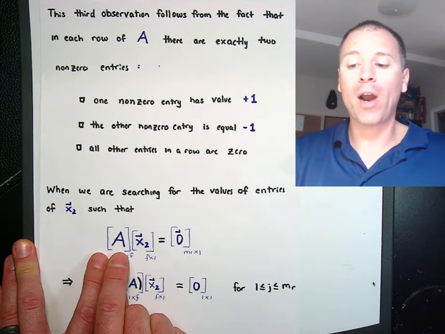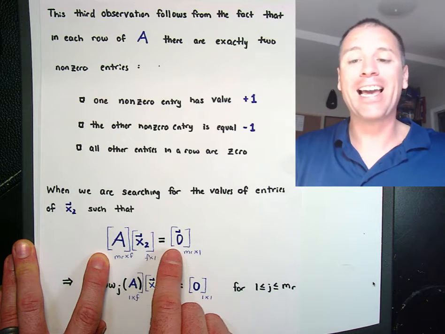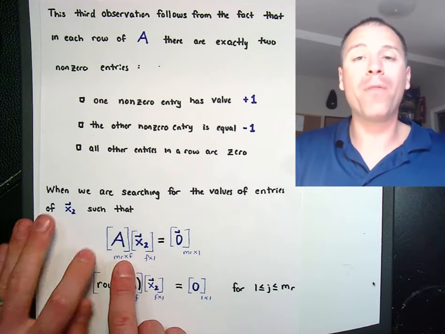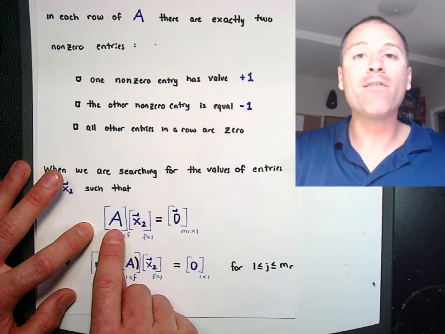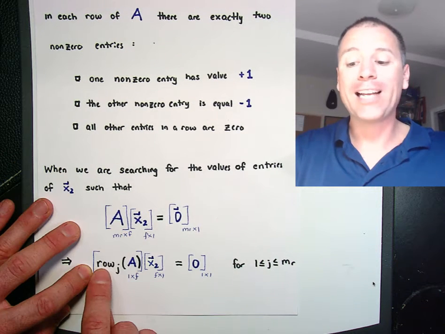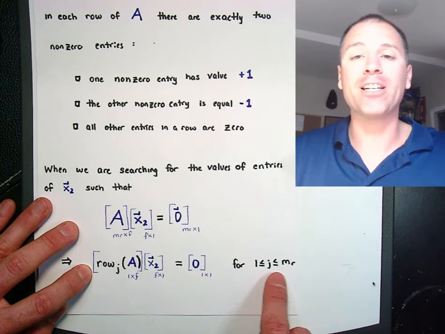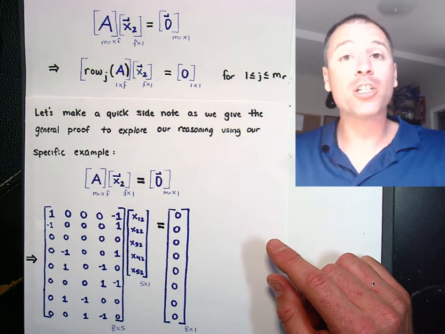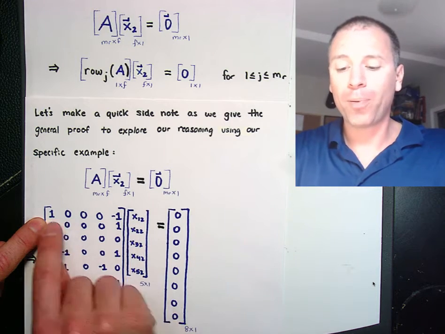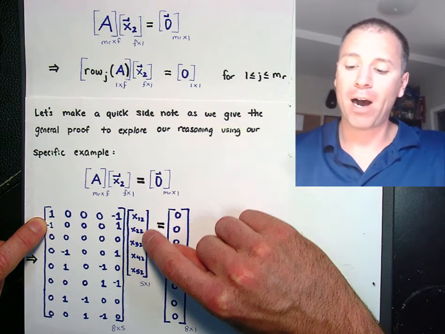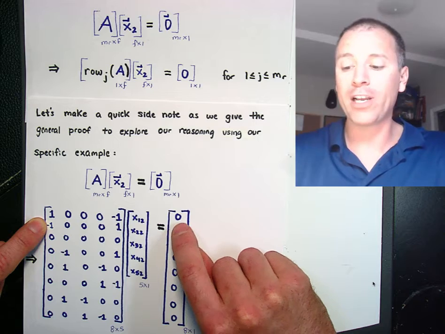We are searching for a vector x2 such that when I multiply A times x2, I get 0. Well, if that's true on the matrix-vector equation side, it's definitely true on the scalar side. If I look at the individual rows of the matrix A, when I take the jth row of A and multiply by x2, I should get the scalar 0 for every single possible row. Let's take a look at what that actually means in our specific example. When I'm looking at my incidence matrix A, I can multiply all the individual entries by the coefficients of my vector x2 that I'm searching for, and I get 0, and that's true for each individual entry.